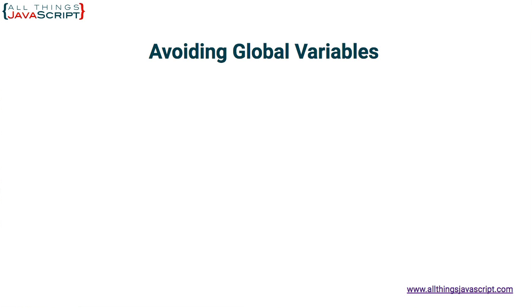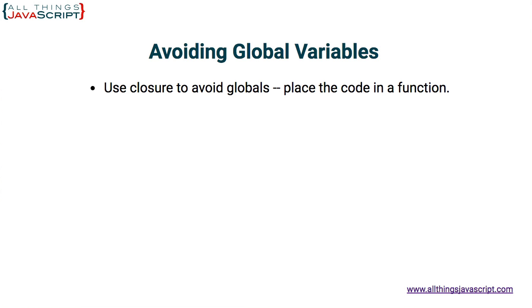Now, in a previous video, we talked about why global variables were dangerous, and you can refer to that video if you'd like to review that information. Before we start looking at some code, let's take a look at the three techniques we are going to use. First, we're going to use closure to avoid globals. And the first technique is simply placing the code within a function.